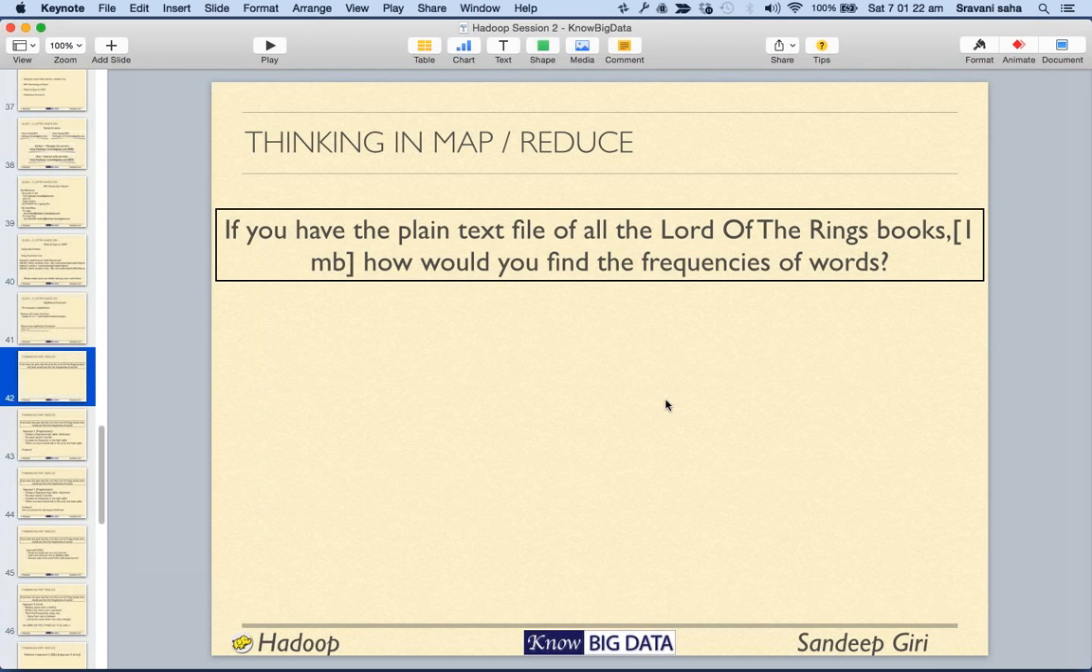All right. So some of you have attempted this question, and I have made a note of all of them. And so those who could not attempt, who could not write to me with the answer to this question. So last time we left the session with a question: if you have a plain text file of all the Lord of the Rings books, how would you find the word frequencies?